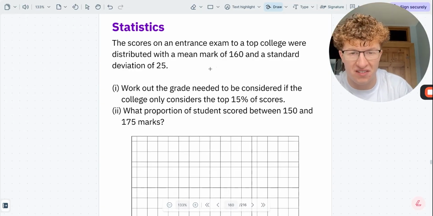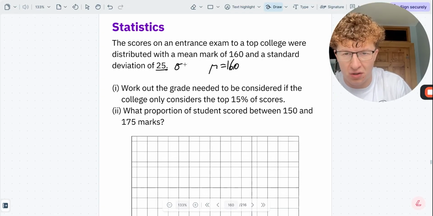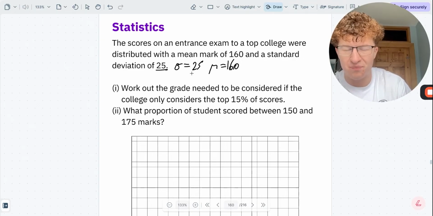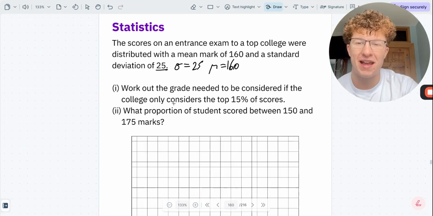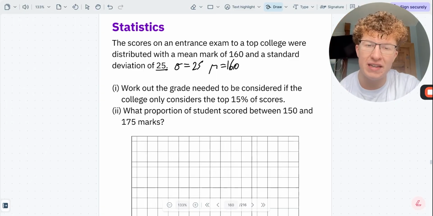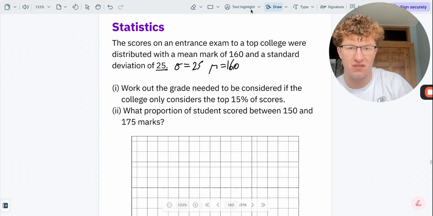This question here, we have scores on an entrance exam to a top college were distributed with a mean mark of 160. So mu is equal to 160 immediately. And a standard deviation of 25. So sigma is going to be 25. Immediately, before we even read the question, write those down. Then, work out the grade needed to be considered if the college only considers the top 15% of scores.